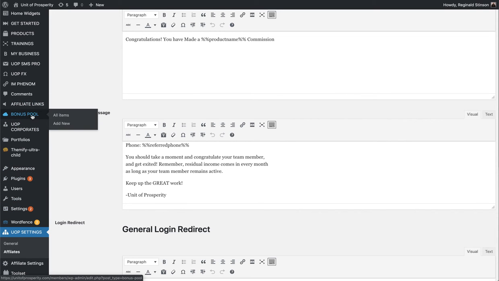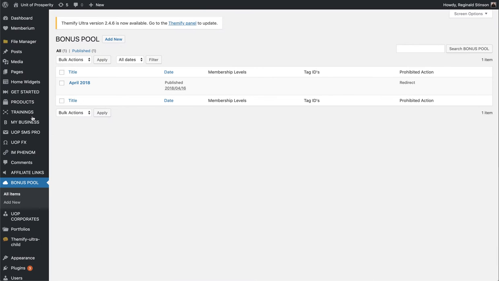We don't need the bonus pool information anymore. Well, I guess you can go ahead and add that. Add the bonus pool. Don't worry about the UOP corporate. We don't need that.